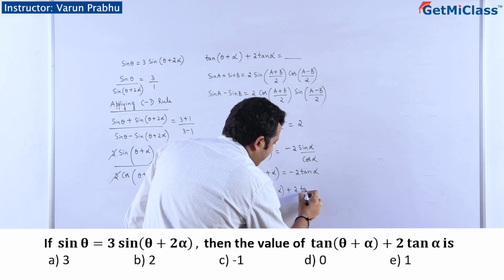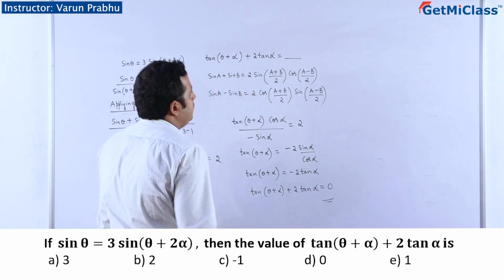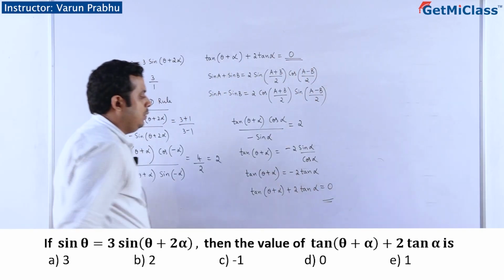So tan of theta plus alpha plus 2 tan alpha is equal to what? 0. This answer will be equal to what? 0 will be the answer.